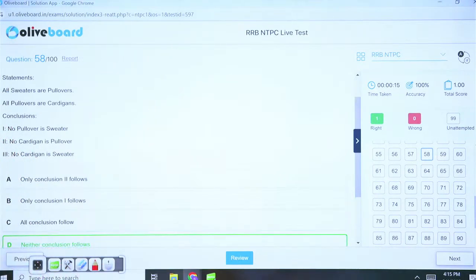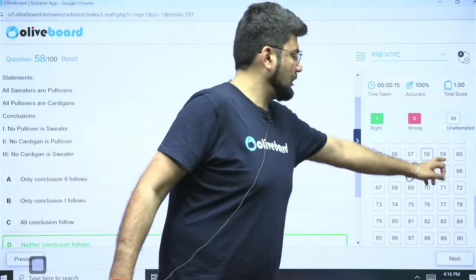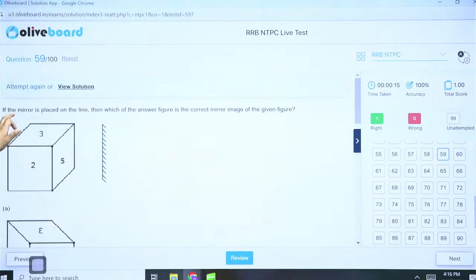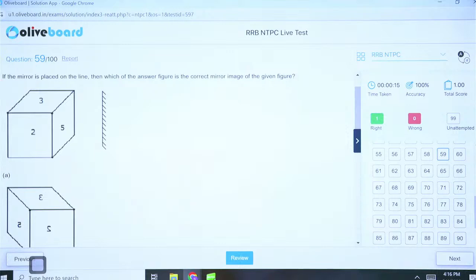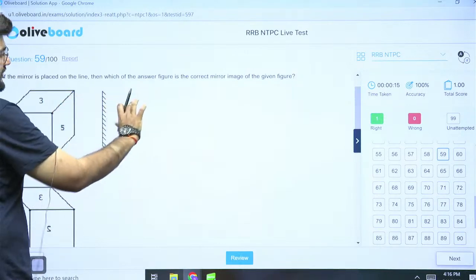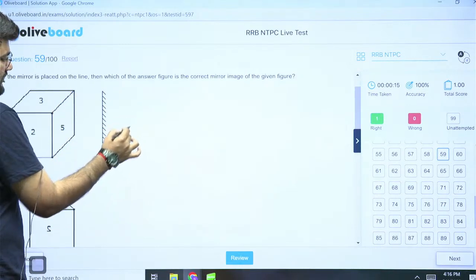SSC syllogism, railway syllogism is getting easier day by day. Okay, next is 59. They need to find the mirror image of this. Whatever mirror image you will have, the 5 here will be flipped, so you will have it this way.